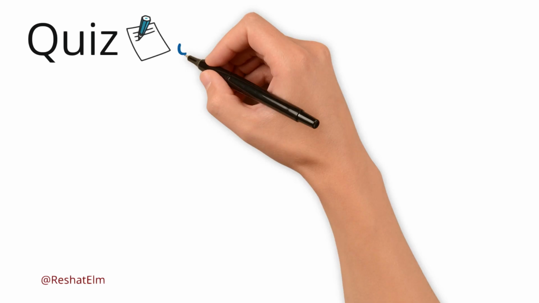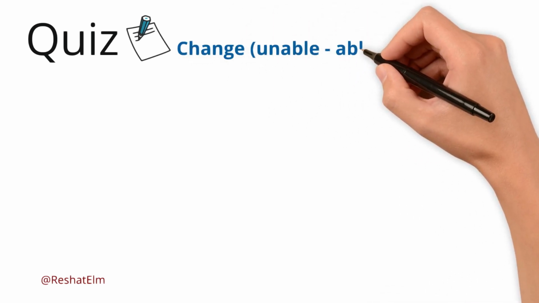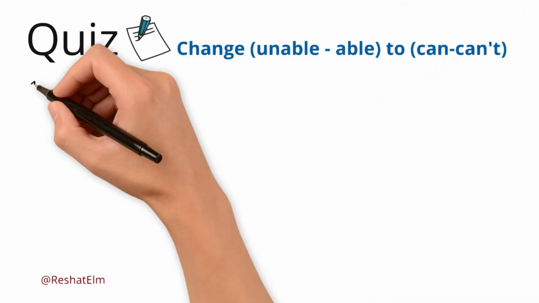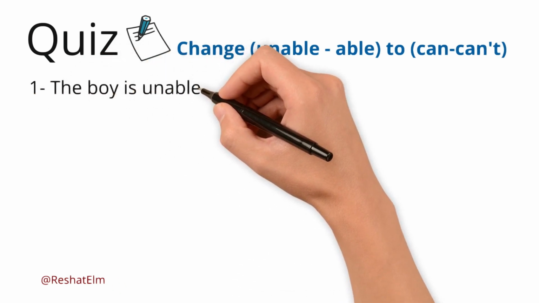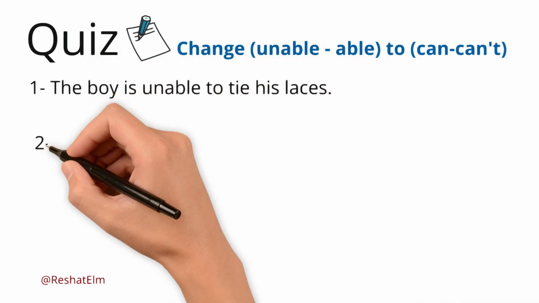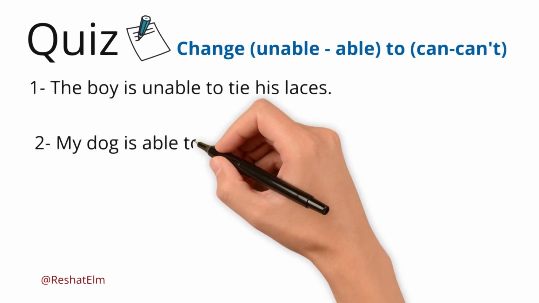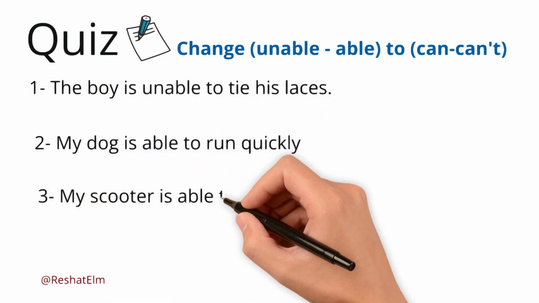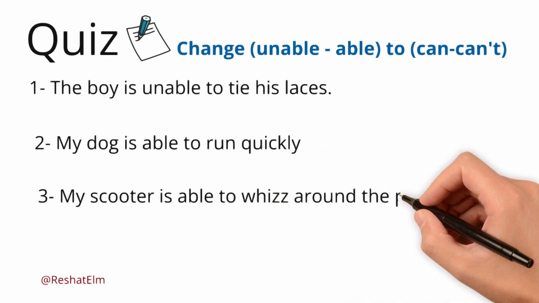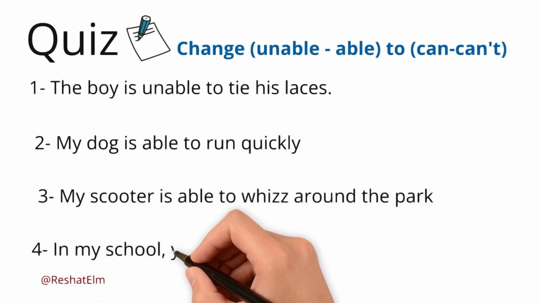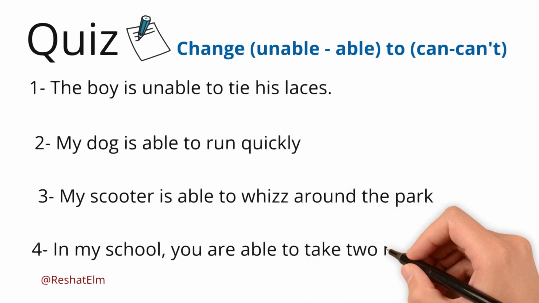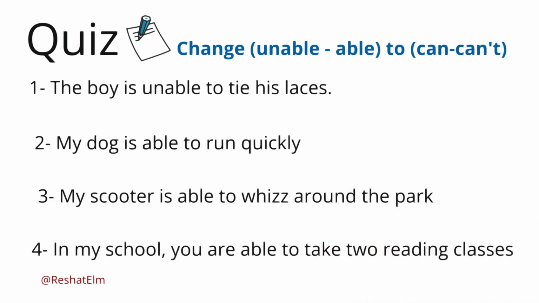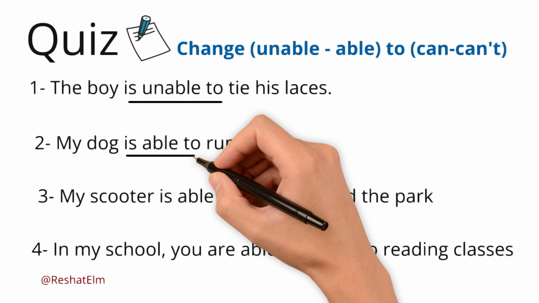Now, let's do a short quiz to test your knowledge. I need you now to change the words unable and able to can and can't. Number 1, the boy is unable to tie his laces. 2, my dog is able to run quickly. Number 3, my scooter is able to whiz around the park. Number 4, in my school, you are able to take 2 reading classes. Pause the video, do it yourself.